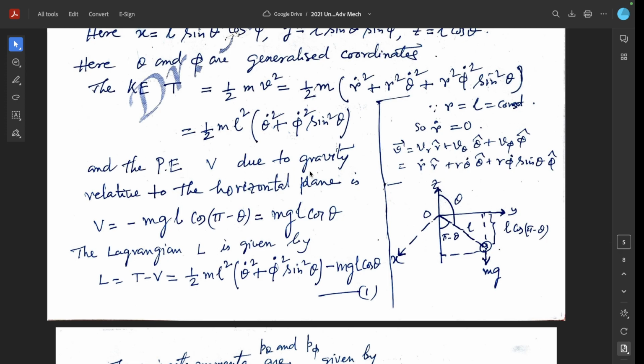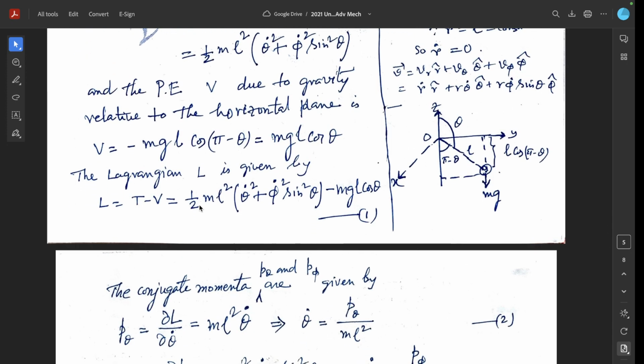The potential energy V due to gravity, relative to the horizontal plane, the xy plane, is V = −mgL cos(π − θ) if the bob is below the horizontal. If the angle with the z-axis is θ, then this angle is π − θ, so the vertical distance is L cos(π − θ), and with weight mg, below the horizontal plane, V = −mgL cos θ. The Lagrangian L is given by T − V, that is T + mgL cos θ.